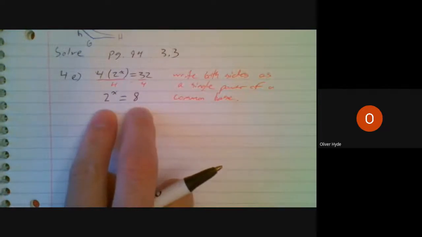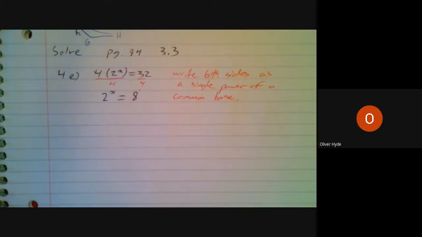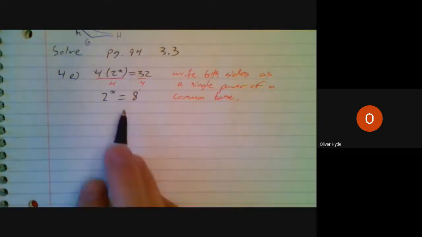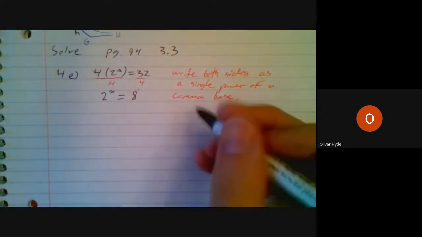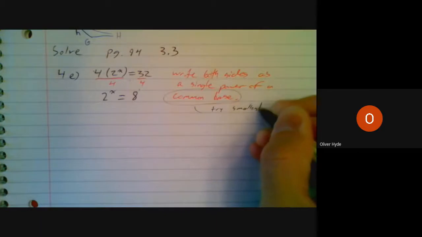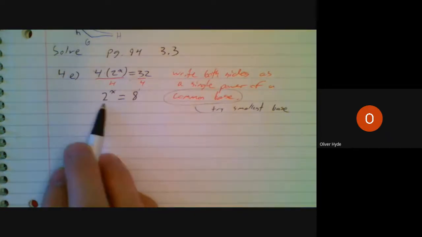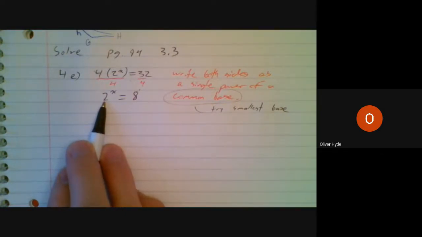Both sides are a single power. This is 2 to the exponent x. This is 8 to the exponent 1. I'm looking for a common base. And usually, when you're looking for strategies for finding a common base, you could try the smallest base. That's not always a great approach, but it's a decent place to start. In this case, I don't want to write 2 as a power of 8. It's 8 to the exponent 1/3, by the way, but I don't think that's an intuitive approach.